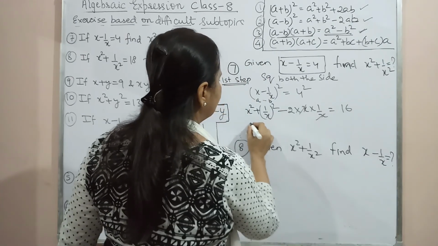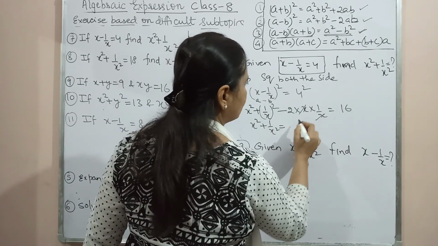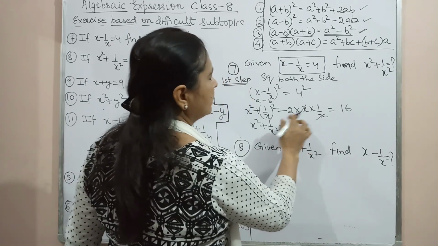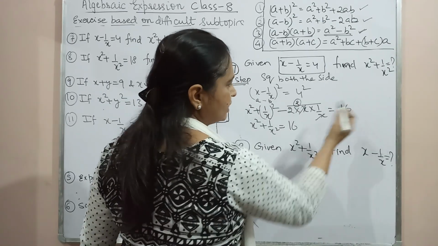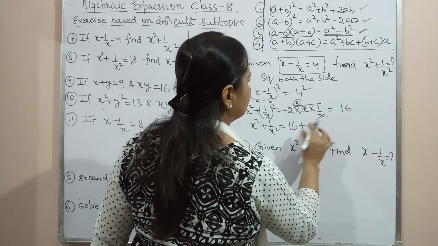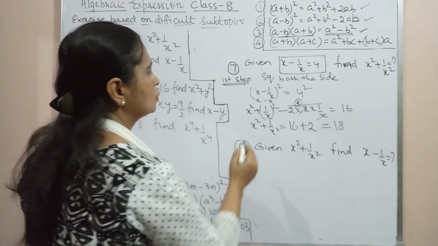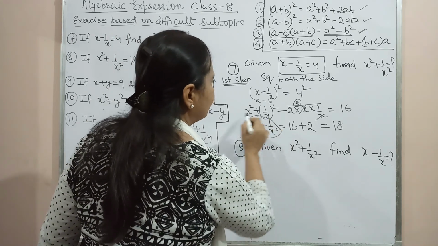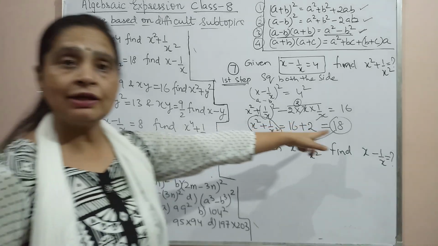ये दोनों कैंसिल हो गए. We got x square plus 1 upon x square इज इक्वल टू 16 और ये यहाँ से आपका क्या आ रहा है, इट इज 2. ऑलराइट, और ये 2 उस तरफ जाएगा, इट विल बिकम +2 and the answer is 18. Alright, so what is the value of this? The value of this is 18. Alright, so we got the value.